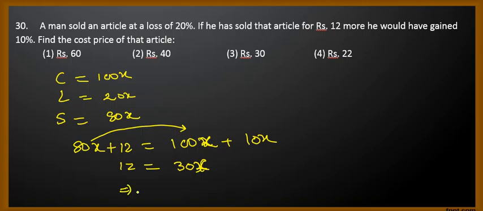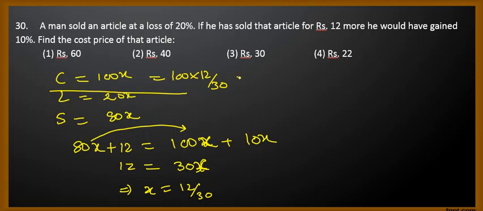On simplification, x equals 12 by 30. What is the question asking us to find? The cost price. What is the cost price? 100x. So 100 into 12 by 30 equals 40. The 0 and 0 will get cancelled. 3 ones are 3, 3 fours are 12, so 4 tens are 40.